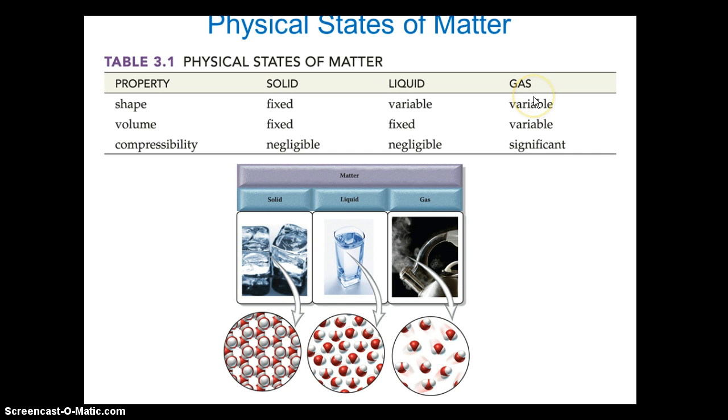In the gaseous state, shape is variable, volume is variable, and you can compress it. You can compress gas. You can see it here, steam. And you can see there are larger gaps between those molecules. That means you can compress it.